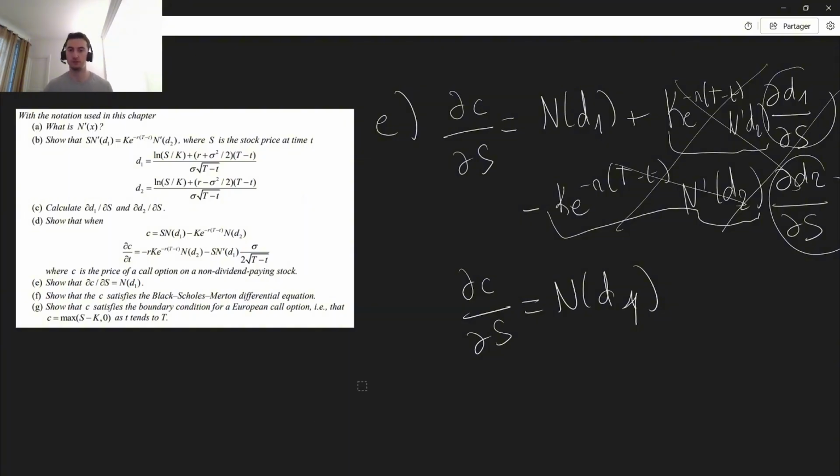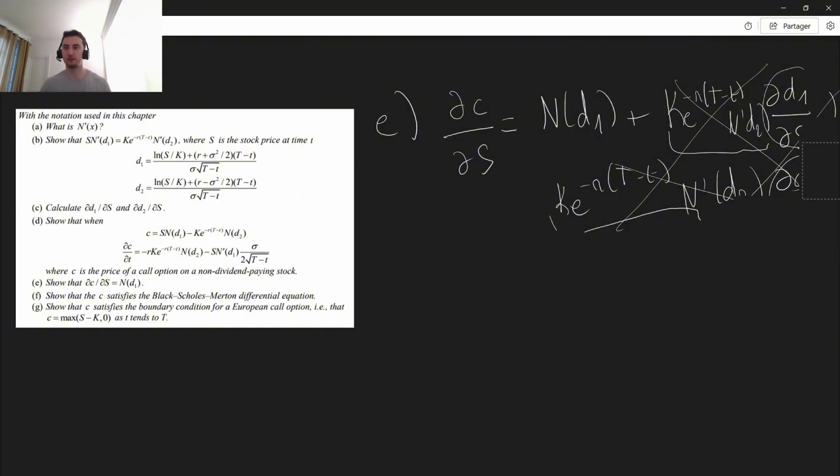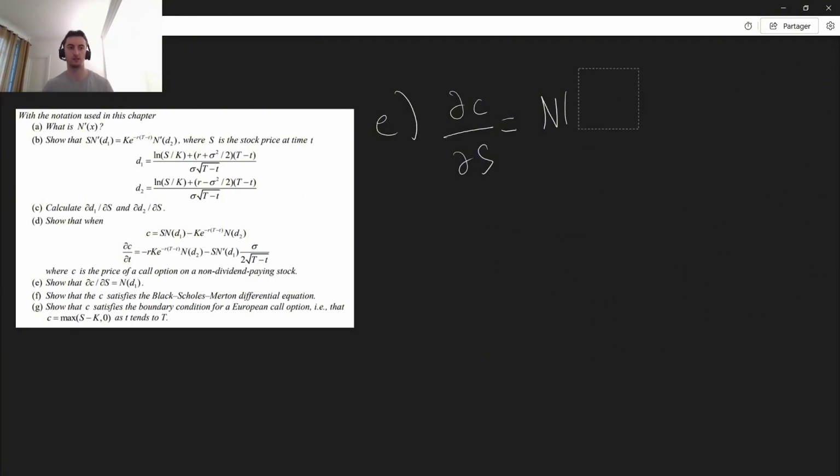So let's move up to question F now. Question F tells us to show that C satisfies the Black-Scholes differential equation. For this, it's again quite straightforward, we just need to do all the computations.